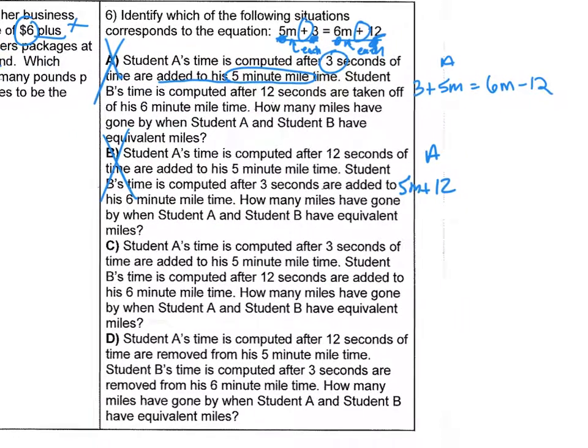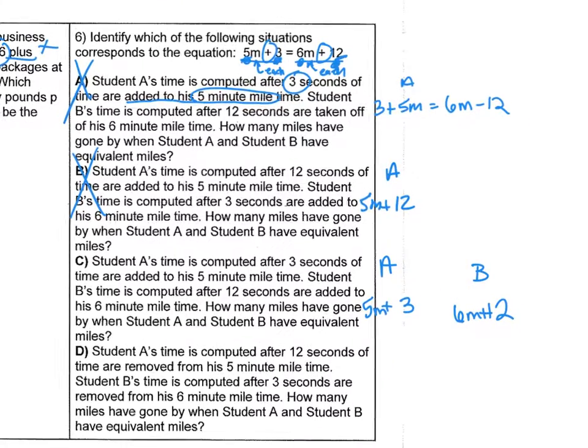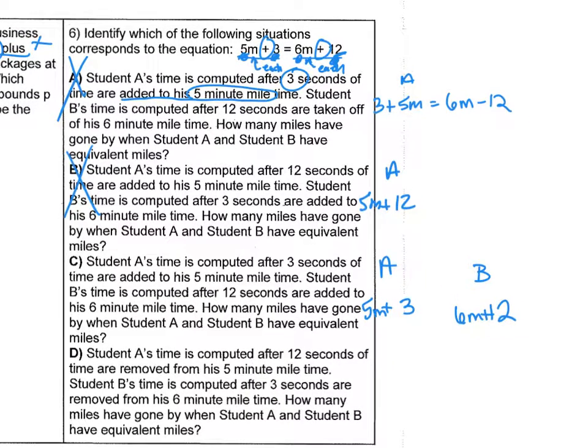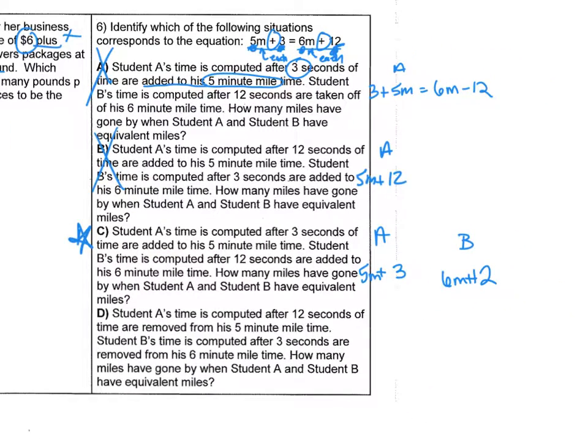Then C, student A's time is computed after 3 seconds of time are added to his 5-minute mile. B's time is computed after 12 seconds are added to his 6-minute mile time. Does that match? Same numbers. I've got the variable in the right spot. It looks good to me. I'm going to put a star just to check D and see what's wrong with D.